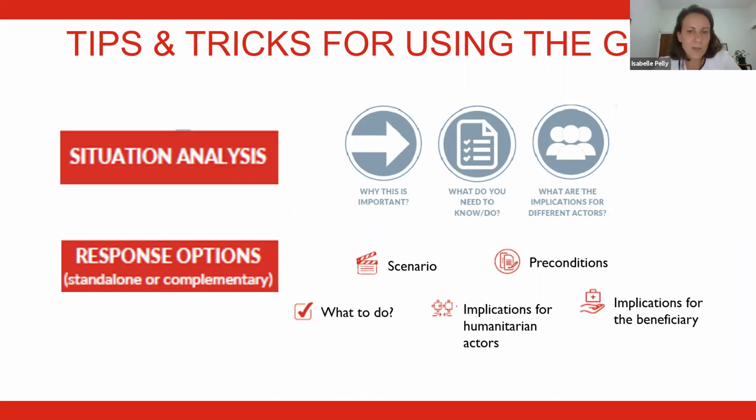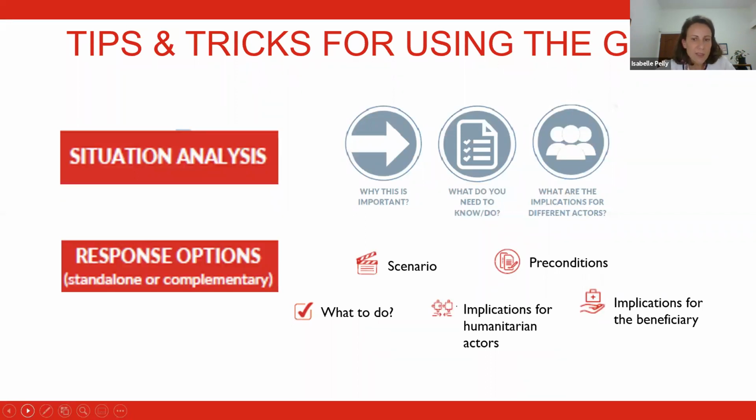So a couple of tips and tricks for how to use this good practice review. It's really intended to be as practical as possible. And with this in mind, we've got lots of icons and a set structure to help guide you through it. So the situation analysis section, for example, each step is structured according to these clear headings and their associated icons. Why is this important? What do you need to know or do? And what are the implications for different actors?